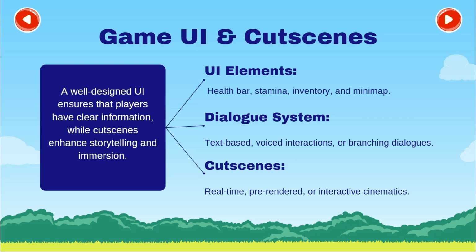Cutscenes enhance immersion by presenting important story moments. There are different types of cutscenes. Real-time cutscenes, which let players move or interact while the scene plays out. Pre-rendered cinematics, which provide high-quality visuals but take control away from the player. Interactive cutscenes, where players make choices that affect the story. In God of War, seamless cutscenes transition smoothly into gameplay, making storytelling feel natural.